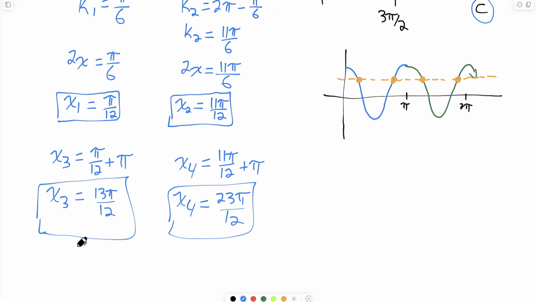There we go. There are the 4 answers to the original equation, and you could check them all in the original equation to make sure they're right.